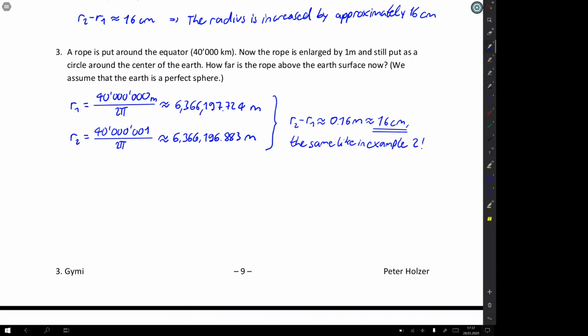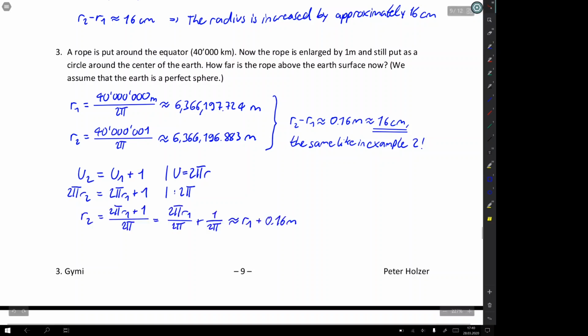Now let us show that this difference of 16 centimeters will always occur when we have some circle and we enlarge it by 1 meter. So I have circle 1 with the circumference u1, I add 1, and this is the circumference of my circle 2. Using the formula u equals 2 pi r, I get this equation. And to solve it for r2, I divide both sides by 2 pi. I get this expression here, and with some algebraic transformations, I get in the end that r2 is r1 plus 0.16 meters, so plus 16 centimeters.